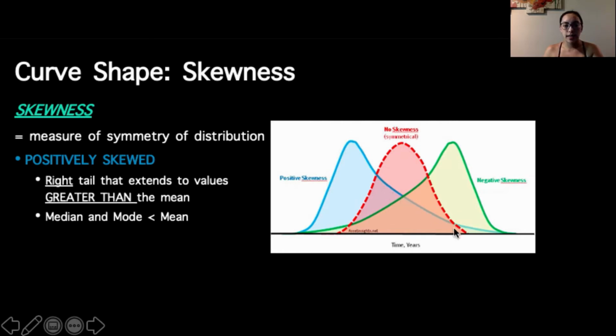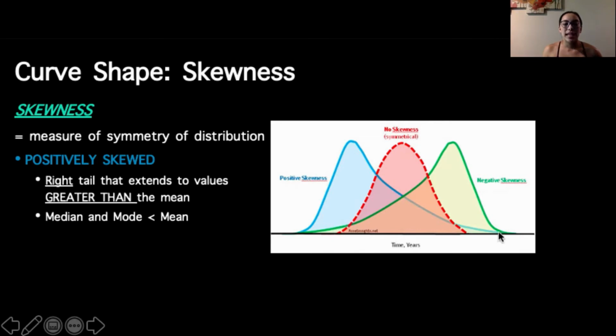see that we have a tail that extends to the right of the mean, or the right of the center of the distribution. The best way that you guys can remember positive versus negative skewness is where the tail is. Okay, so the tail is just the extended version that's kind of far away from the peak. Positive skewness is going to be where the tail is towards the positive standard deviations. Negative skewness will be where the tail is towards the negative standard deviations.